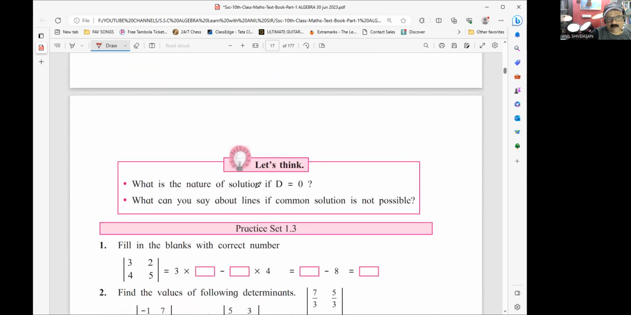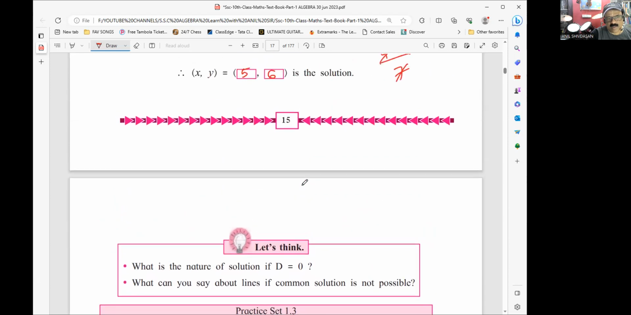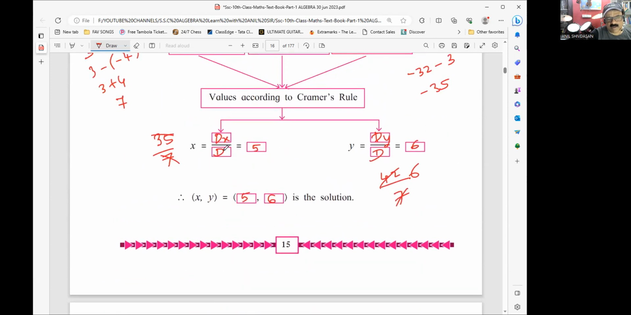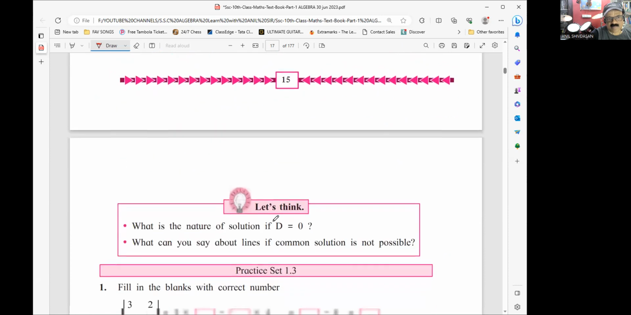What will happen if D equals 0? D equal to 0 means the denominator will be 0. So if the denominator is 0, it is meaningless. Okay.